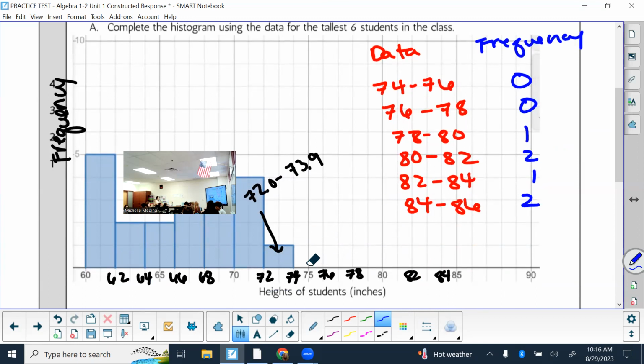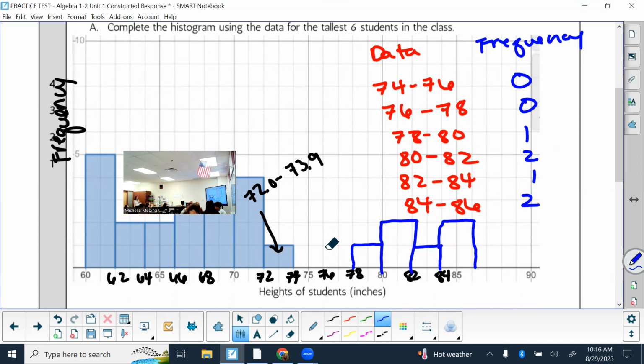So nothing from 74 to 76, nothing from 76 to 78. But out of the 78 to the 80, it needs to be a height of 1. From the 80 to the 82 needs to be a height of 2. So it should start at the beginning number and at the last number, right? From 82 to 84 should be a height of 1. And 84 to 86 should be a height of 2. So that's what you should have drawn in on your histogram. It's bars that look like this. It's space in between. Good there?